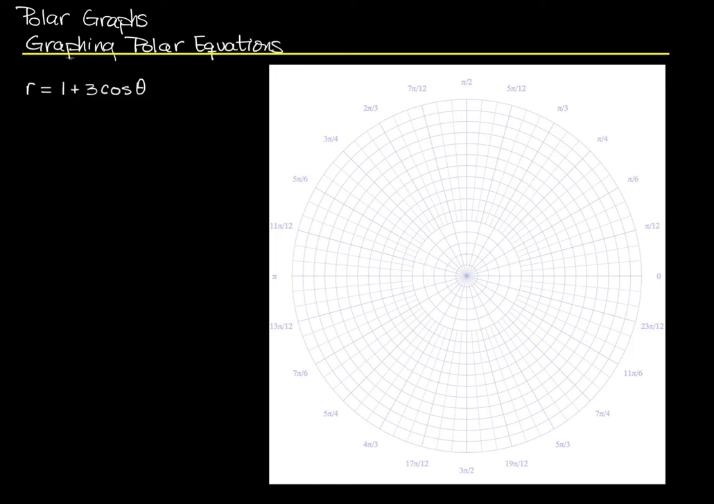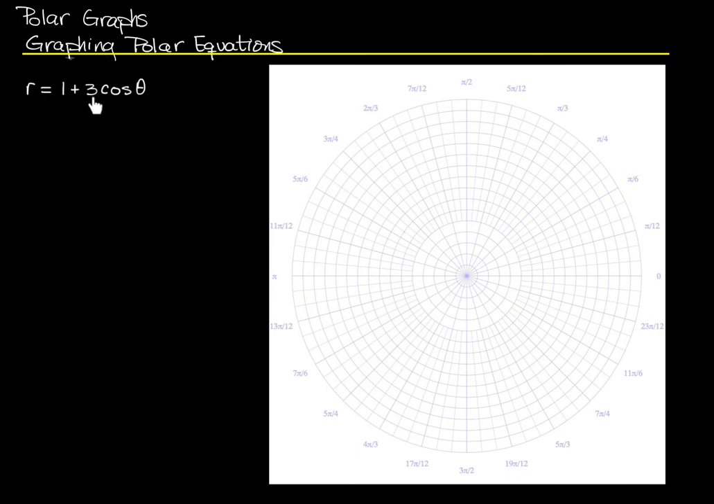So we'll start with a clean slate and a new equation, r equals 1 plus 3 cosine theta. Now the 3 cosine theta part, we just graphed that before. Yes, we had a 6 here, and yes, we had a sine here, but we know how to graph those. It's this 1 plus part that's new. So the first thing to do, I think, is to set the scale. We know that if we didn't have this 1 plus, this number right here would determine the diameter of the circle.